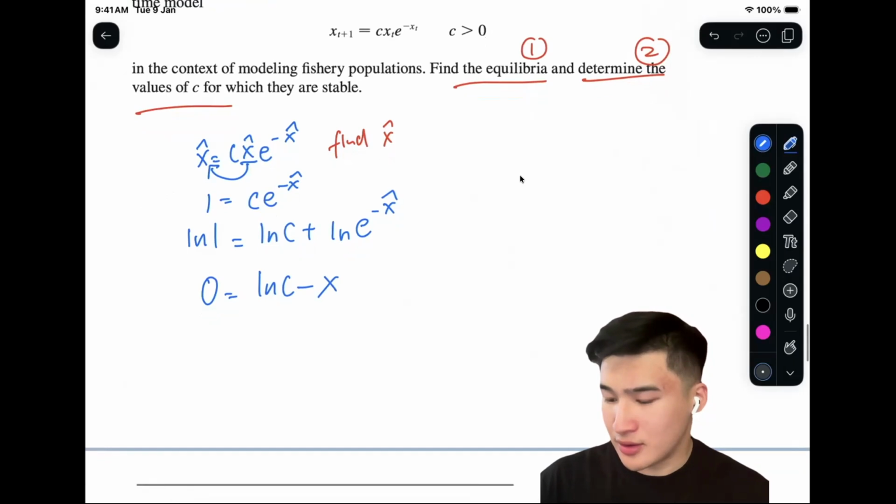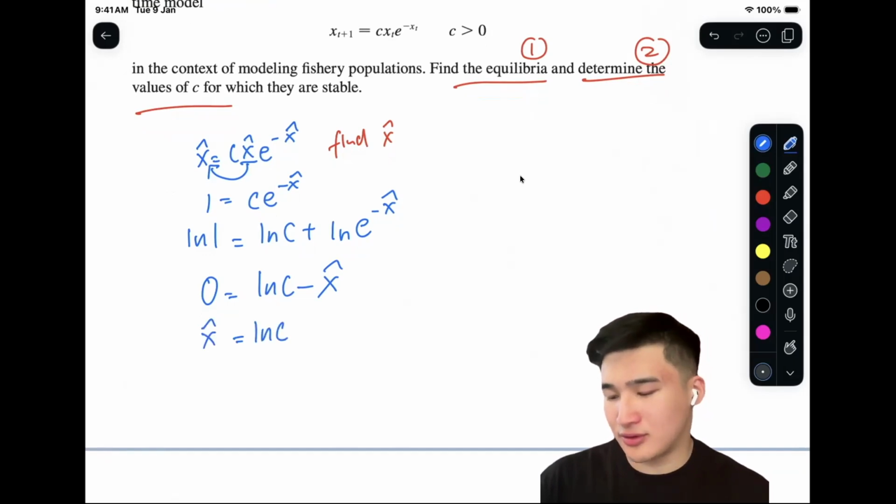And we have this one here, so to find x hat, all we gotta do is put x hat on the other side. X hat equals natural log C. So we found this. This is our equilibrium.